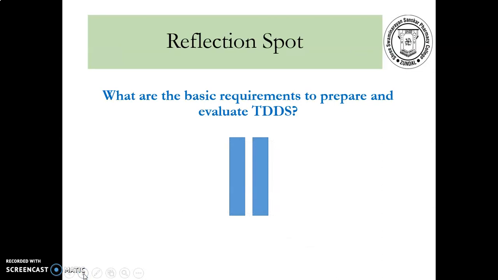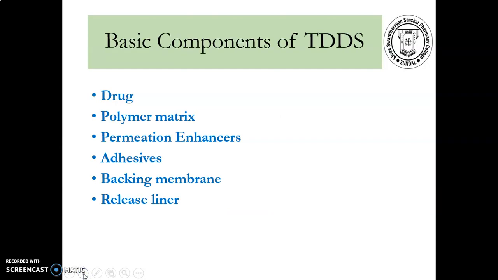Now, think about what the basic requirements are to prepare and evaluate transdermal drug delivery systems. Let's see the basic components of transdermal drug delivery systems. The primary requirement is the drug, the active pharmaceutical ingredient. Some physico-chemical properties of drugs are important for the selection for TDDS.